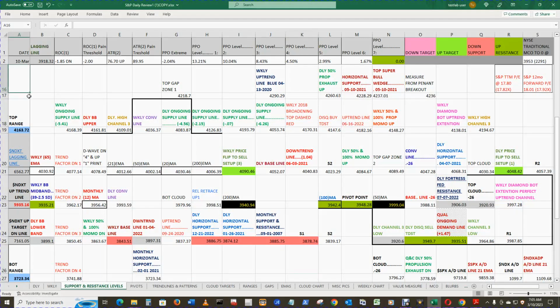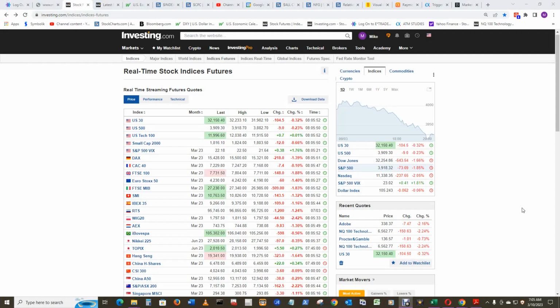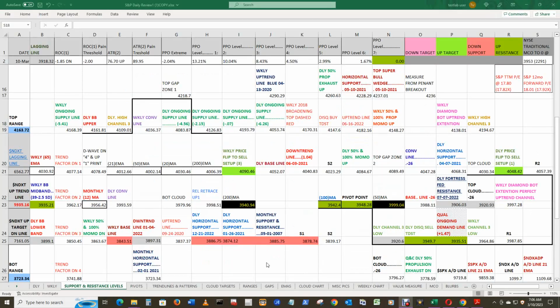The S&P 500 support and resistance levels big board chart shows the gray areas at the daily Fortress Fed resistance, top of the cloud, daily channel 3 low, downtrend line from 0104 2022 and the lower Bollinger Band. And price in the pre-market hours at 7:05 a.m. on the 10th for the S&P 500 is 39.10.